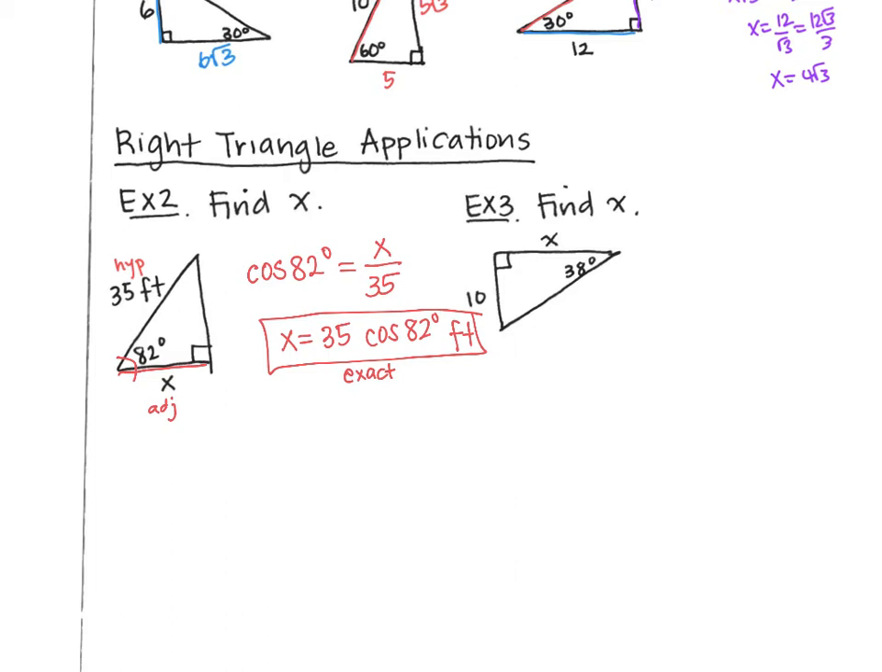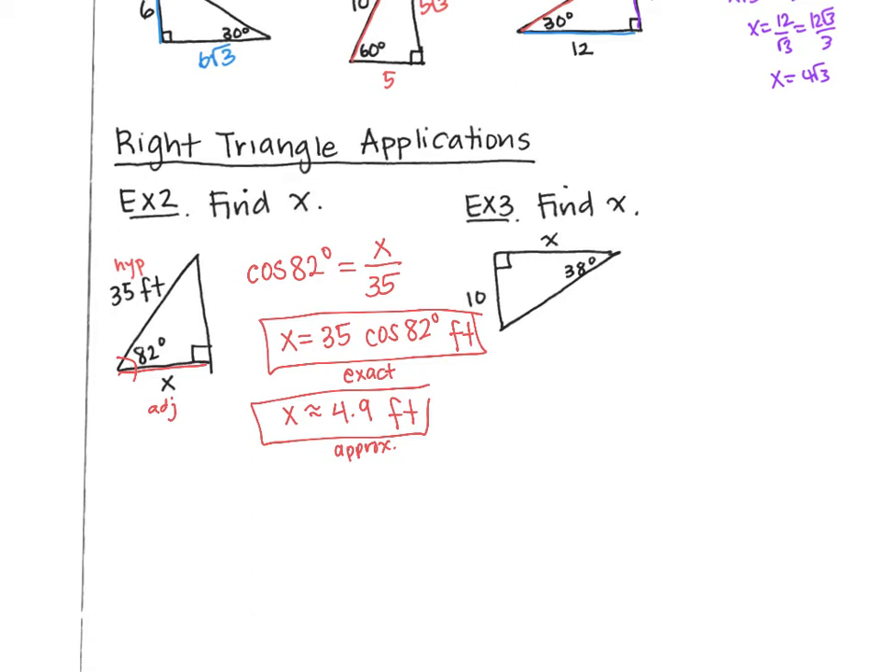If you are asked to approximate this, as WebAssign often does, I'm going to say x is approximately, and I'm going to put this in my calculator. Make sure that your calculator is in degree mode when you enter 35 cosine 82 degrees into your calculator. It should give you about 4.9 feet. Okay, and this is an approximate or a rounded answer, which I don't often ask you for, but WebAssign does often ask you for it, as does your geometry teacher.